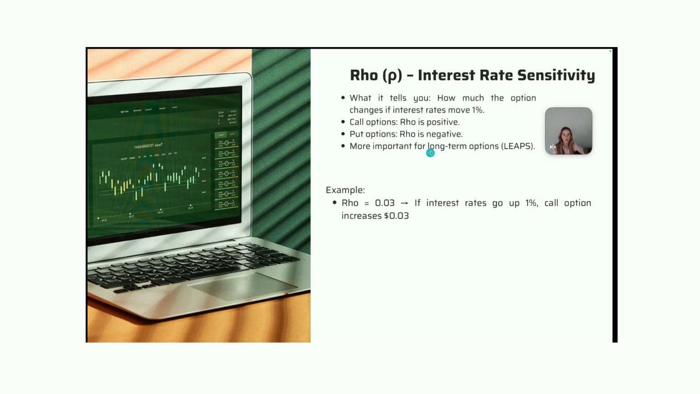And this is more important for longer term options because we get that interest rate decision almost once a month or so. So if you're just holding options for a long period of time, this will affect you, but day-to-day day trading, I do not look at rho and I do not care about rho. So for example, if rho is at 0.03, if interest rates go up 1%, the call option will increase by 0.03.